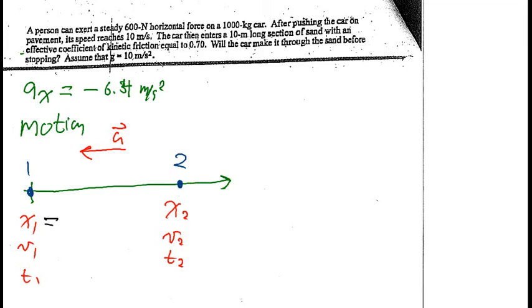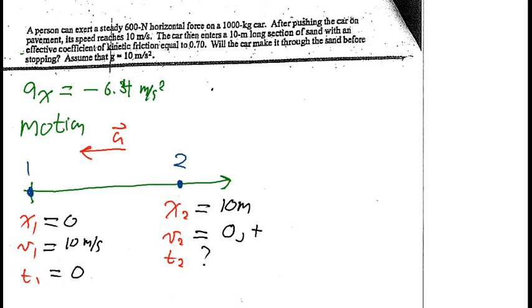So x1 is going to be equal to 0. v1 is given to be 10 meters per second. We can start the experiment at time 0. The sand pit has a length of 10 meters, and v2 is going to be equal to 0 if it doesn't make it through, but it could be a positive number if it does make it through. And the value of t2 we don't know, but we don't necessarily even need to find.